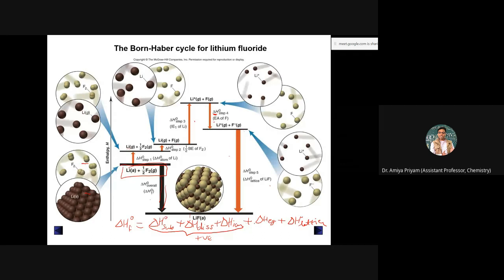Electron gain enthalpy and lattice energy are negative. So overall, the process is feasible if these two negative terms are more than these positive terms. Then overall energy is negative, enthalpy is negative, energy is given out, and it will be a spontaneous process.